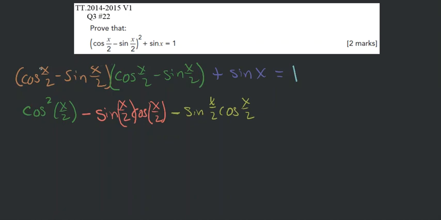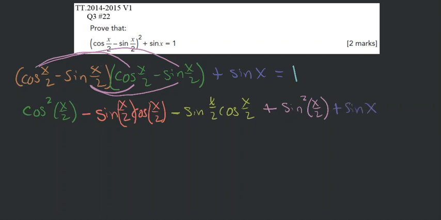Now the last one, let me just draw what I've done here. That was the first one. Then we had the second one. Then we had the third one. And then here the last one is minus sine times minus sine, which is going to be plus sine squared x over 2. Then we have this blue plus sine x. Then we have equals 1. Whew, okay, now we have a big ugly thing.